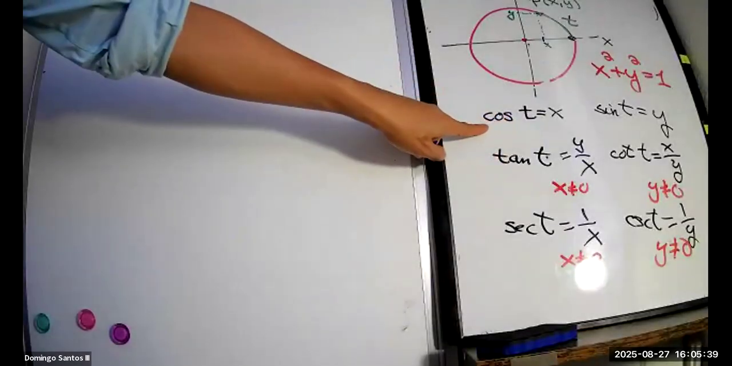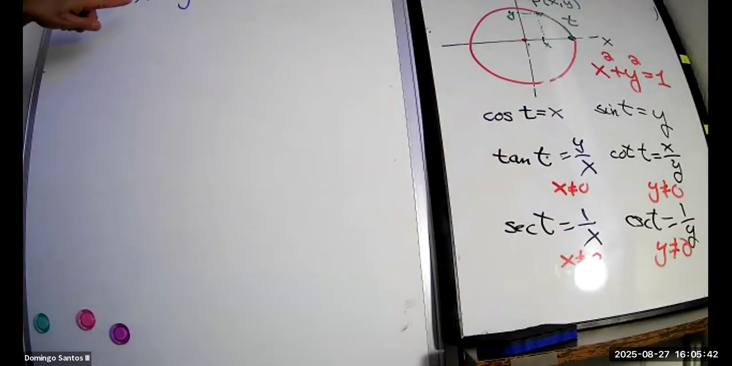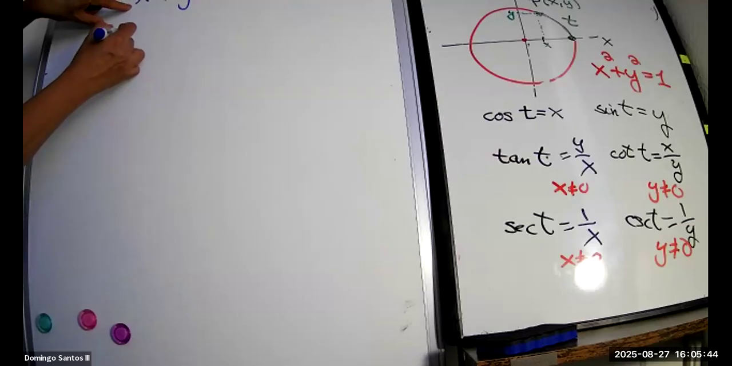Now, how did we define cosine of t, Jawan? It's x. Very good. Meaning this is cosine, right? This is cosine of t squared, correct?